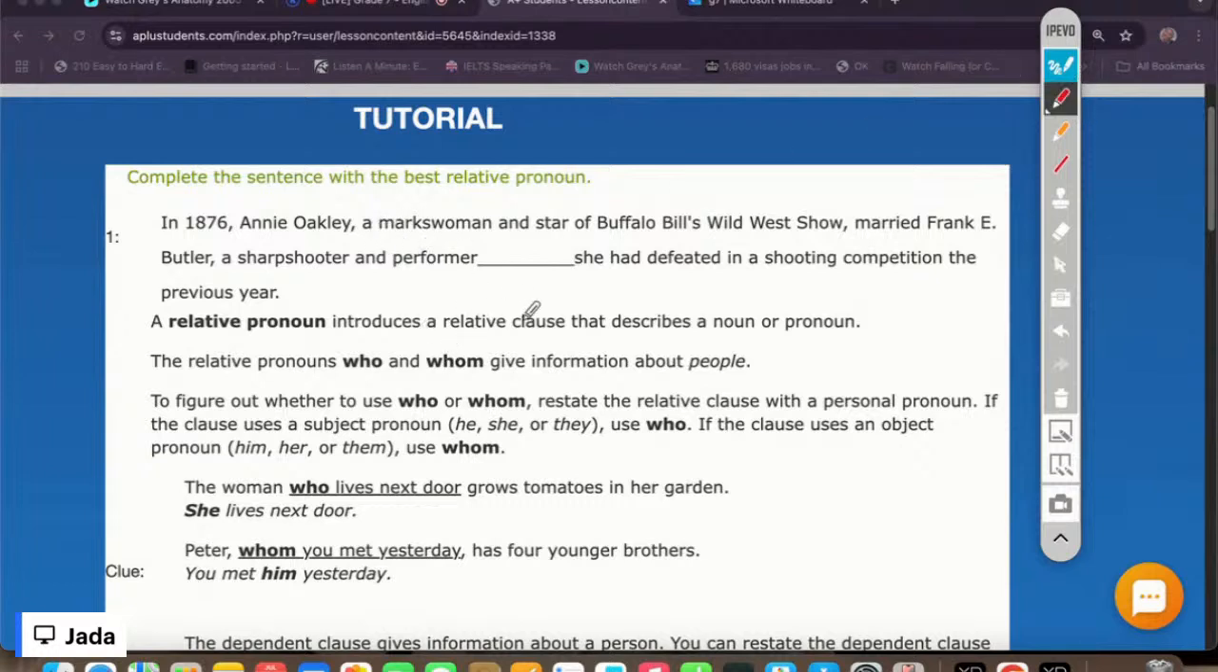A relative pronoun introduces a relative clause that describes a noun or pronoun. The relative pronouns who and whom give information about people. So you have to take note that who and whom give information about people.